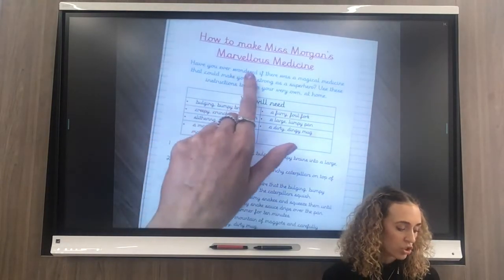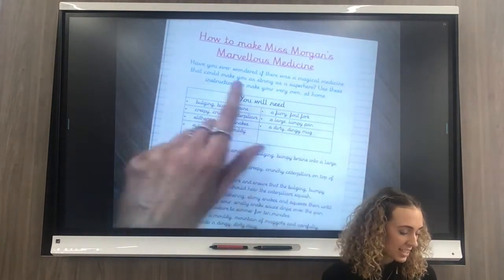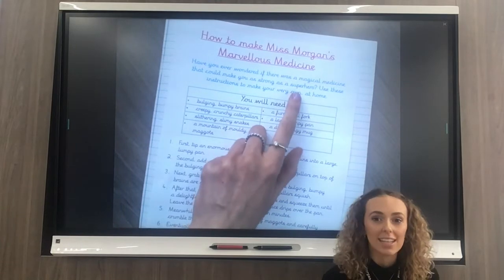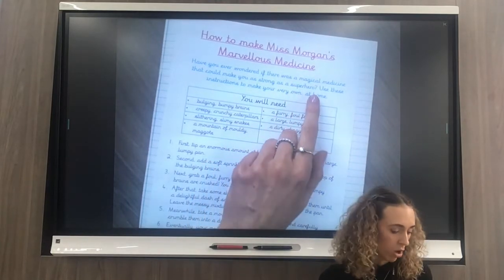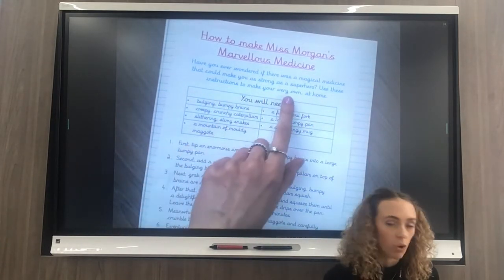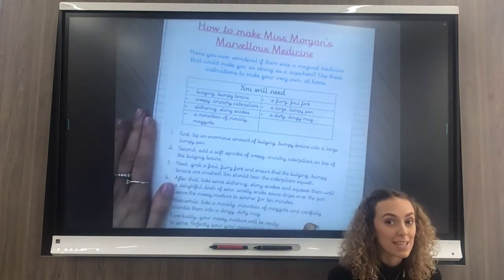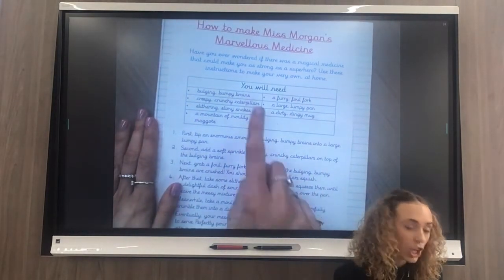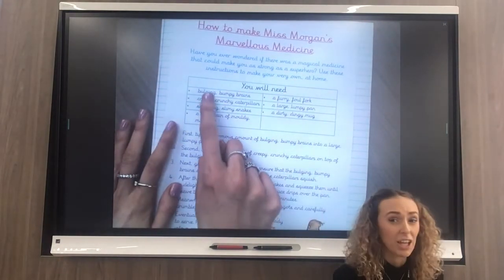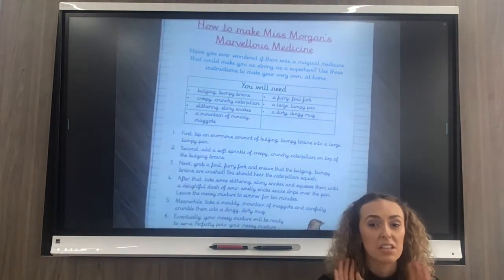Have you ever wondered if there was a magical medicine that could make you as strong as a superhero? Use these instructions to make your very own at home. And I have included my ingredients, Year 3. You will need, are you ready for this? These are disgusting.